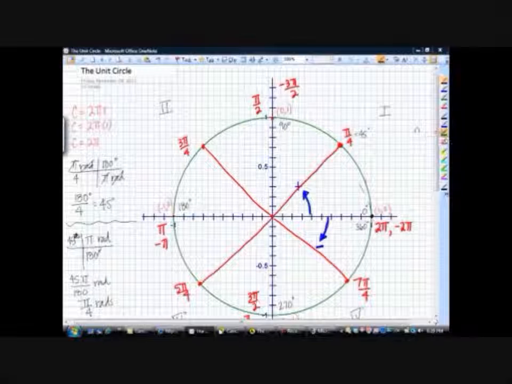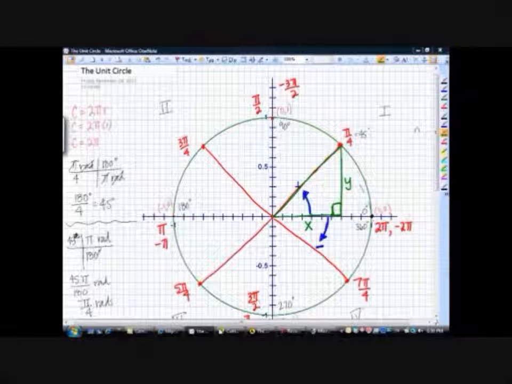Do you see that at the point pi over 4, it forms a right triangle? So really, to figure out the x and y coordinates of the point pi over 4, we need to figure out this distance, y, and this distance, x. And if we can find those two distances, we can figure out the coordinate pair for pi over 4.